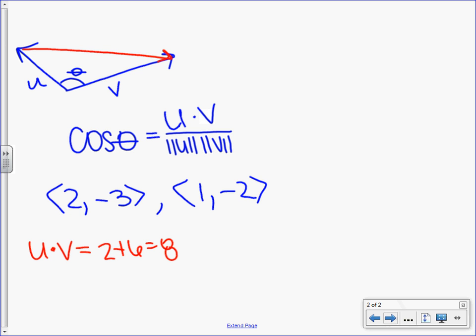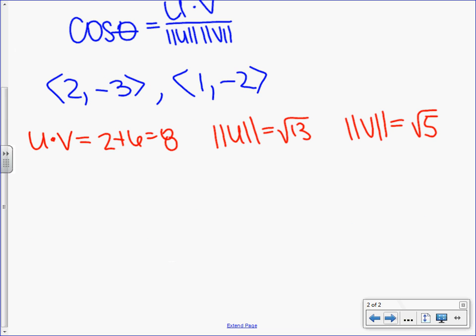Right? 2 times 1, negative 3 times negative 2. What is the magnitude of u? Square root of 2 squared plus negative 3 squared. Magnitude of v. So we have the cosine of our angle is 8 over radical 13 times radical 5, or just radical 65.